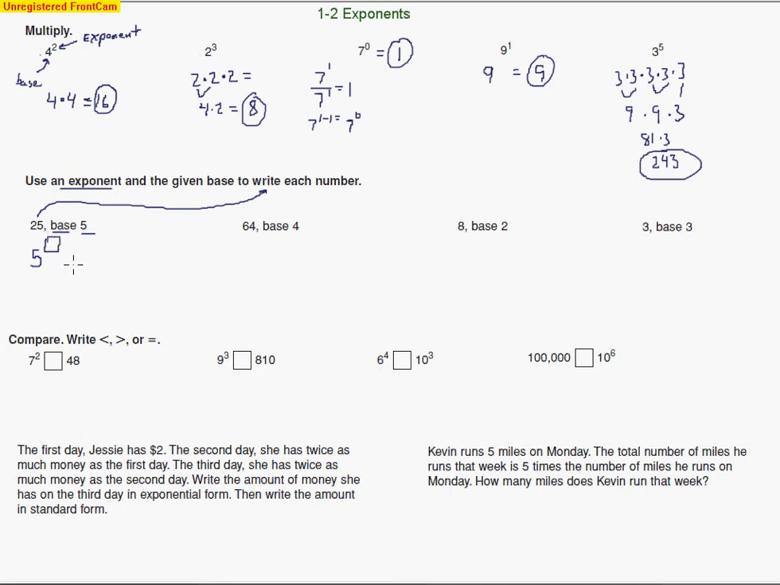The exponent is the number we're looking for. So that's the question. And it equals 25. So how many 5's should I multiply together to make 25? Well, 5 times 5 makes 25. And so that means we have 2 5's. So that means our answer is 5 to the second power. And that's what we're looking for. What exponent do they want us to use?